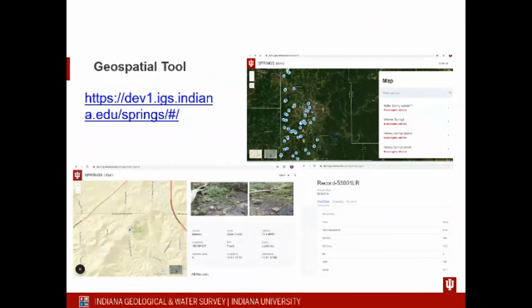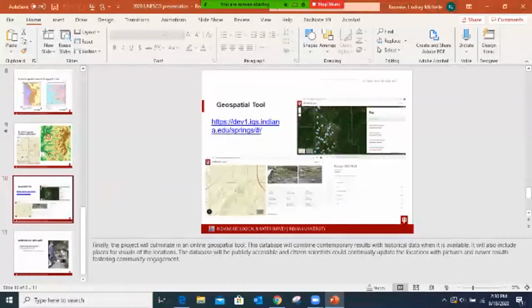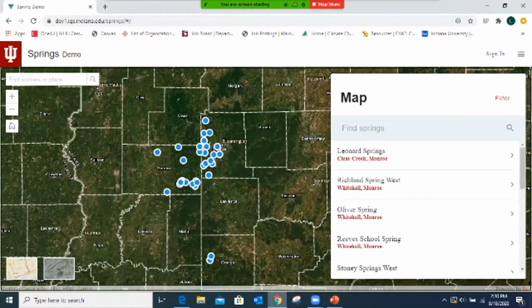So finally, a major deliverable of this project is our online geospatial database, which will house all of the data that we've collected, as well as any data we have from historical studies. And if it's okay, I'm actually going to switch over to this web page. So you guys just let me know when you can see the web page. Looks like we can see it.